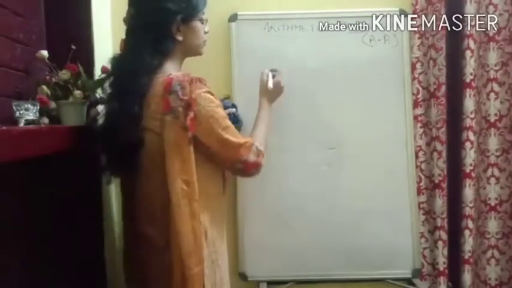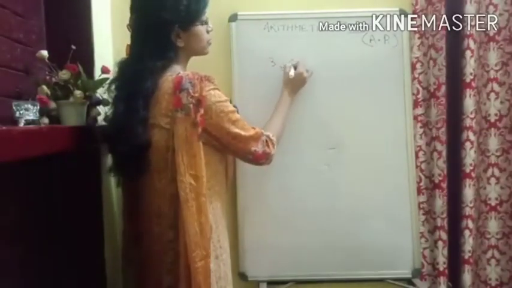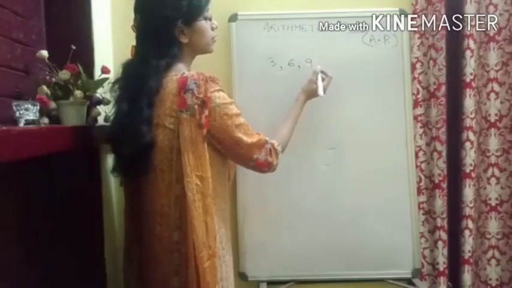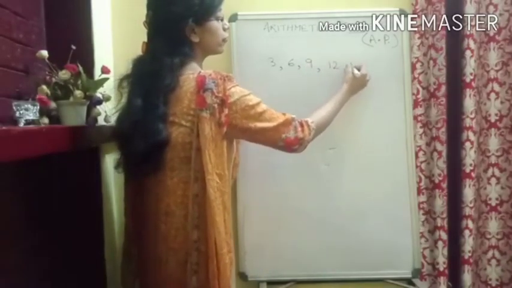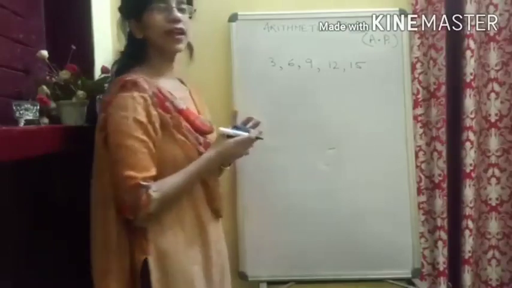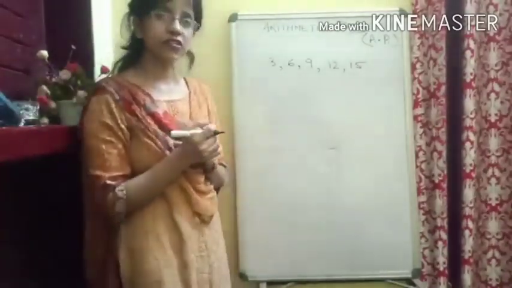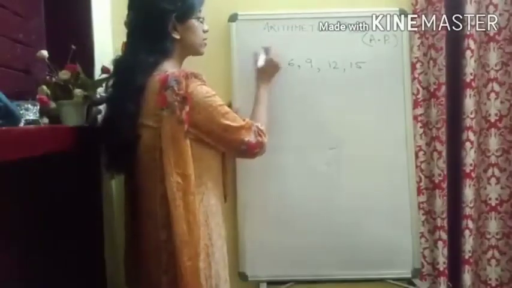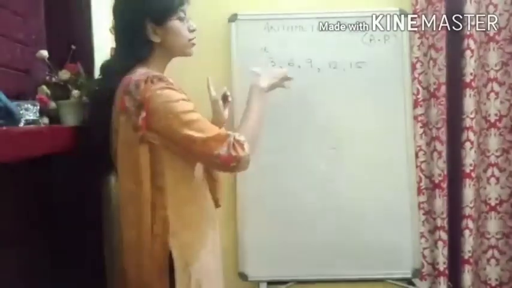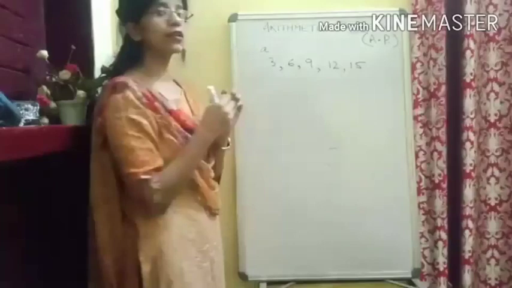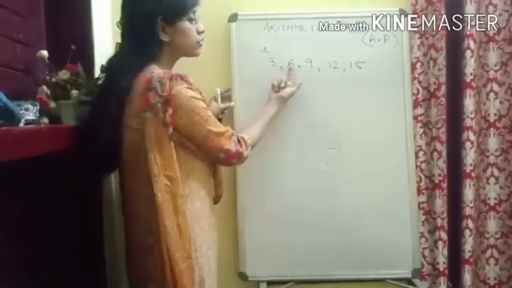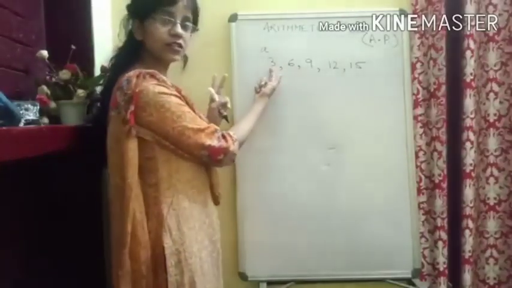We can take 3, 6, 9, 12, 15. How many terms again? It is 5 terms. Now if I ask you what is the first term, that is A, which is 3. What is the common difference? How to calculate the common difference? See, 6 minus 3, that is 3.